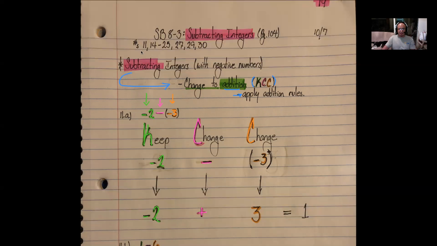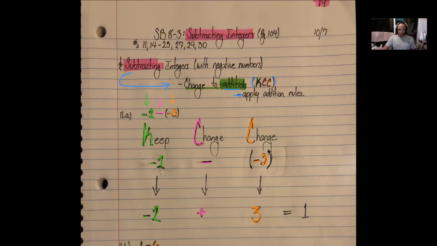And then lastly, we're going to change the second number into its opposite as well. So I'm going to change the -3 into +3, or just 3. So that's why it's keep, change, change. You can also think of it as keep, change to the opposite, change to the opposite. Keep, opposite, opposite. So keep, change, change.